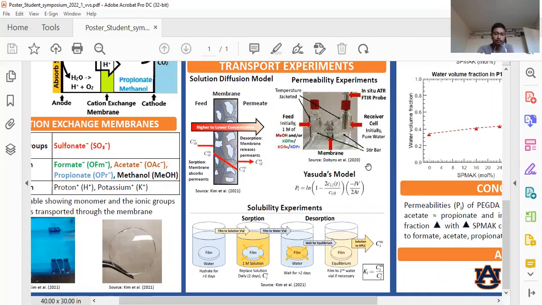The solubility experiments are also performed, which give information on how much of the solutes get sorbed inside the membrane, and this will help us understand how the membranes sorb the solute and desorb it into the other side of the cell.